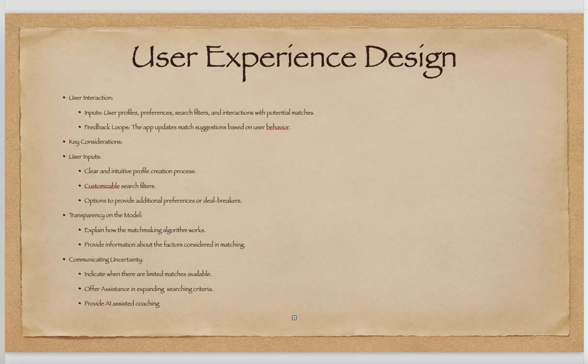Because the app is also acting as a coach, it should communicate when the model is uncertain about the matches, and why it is uncertain. It should help users broaden the search if it doesn't find enough matches, or gain more insights about what the user is looking for.